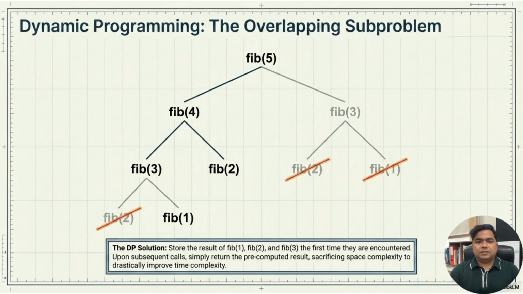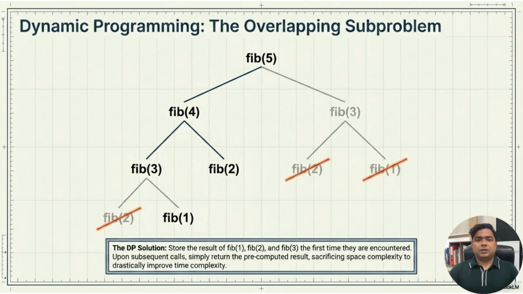Now notice the problem. Some values appear repeatedly. Fib of 3 appears more than once. Fib of 2 appears more than once. Fib of 1 may also appear repeatedly. In a simple recursive solution, the computer calculates these same values again and again. This wastes time. Dynamic programming solves this problem by storing results.